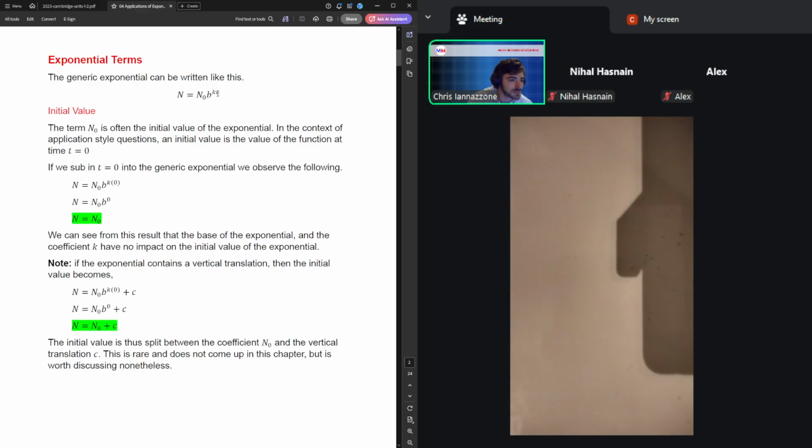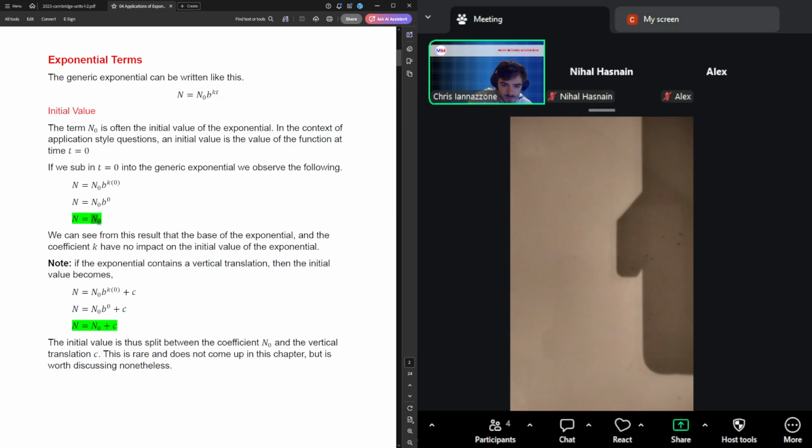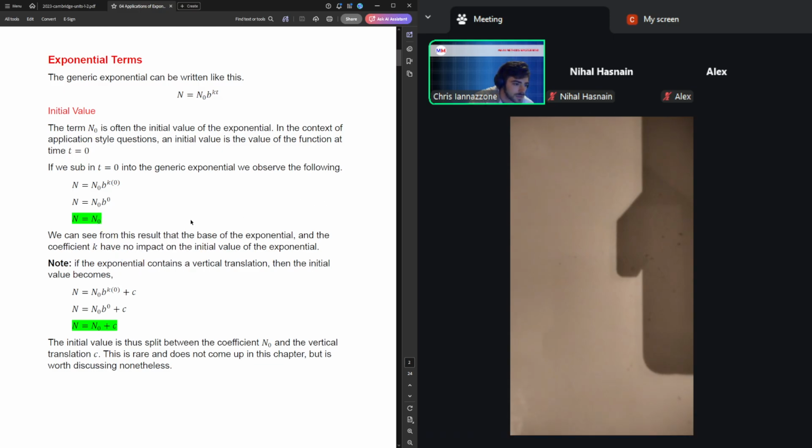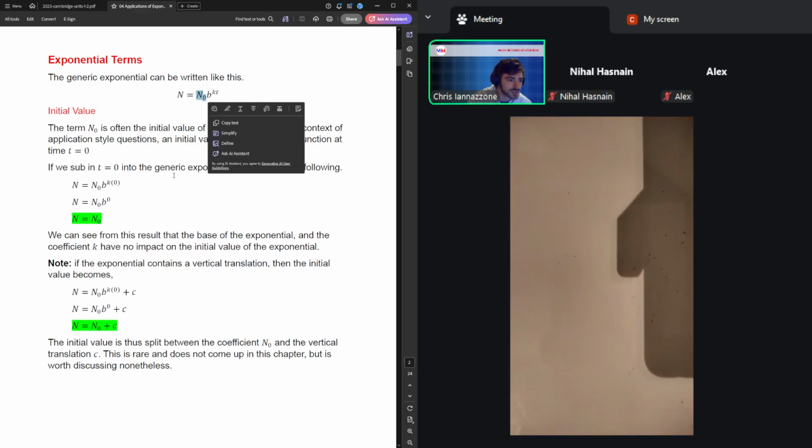And if you were to sub in t equals 0 into such an equation, well, you'll see pretty quickly the only thing that's left over, the final value, is the same thing as whatever that coefficient at the front is. Right? The exponent goes to 0, anything to the power of 0 goes to 1, anything times 1 is just itself. So, if you are given any information that has to do with the starting value or the initial value of your scenario, you're going to go right ahead and replace whatever this coefficient is with that value.